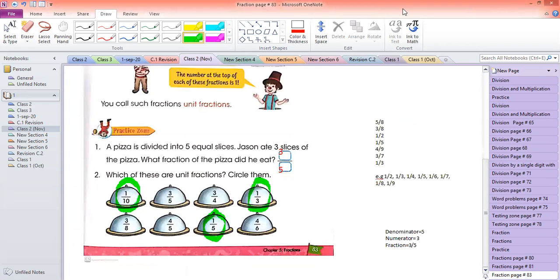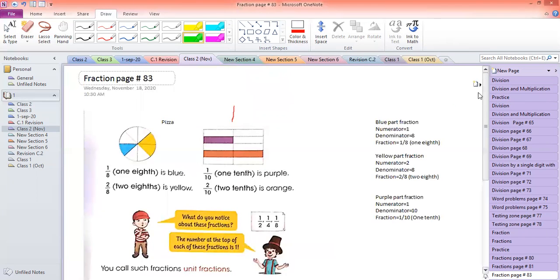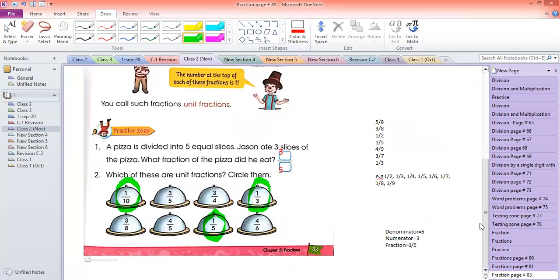All right, guys. So today we completed page number 83 and you have understood how to write a fraction, and we also did some practice here. So practice these fractions. Inshallah, tomorrow we'll continue from here. This is the end of today's class. If you have any questions, you can ask me.